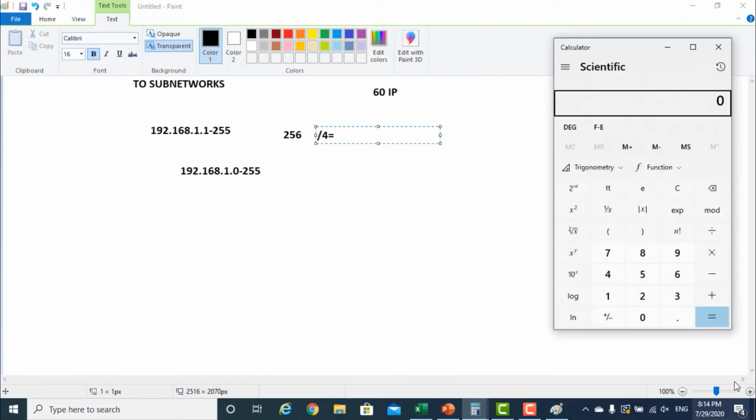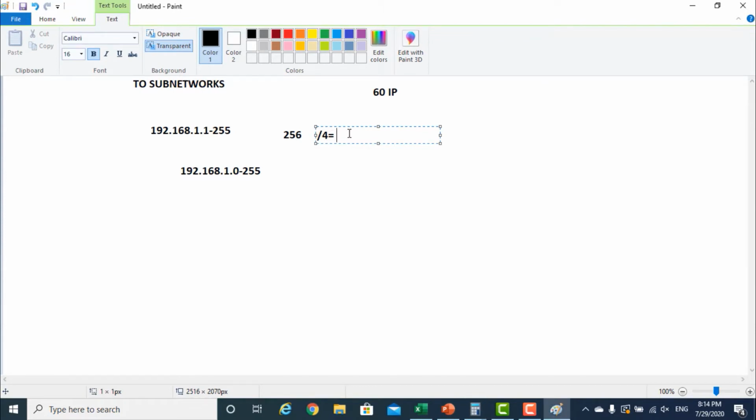Calculator, 256 divided by 4. So each portion will be 64. Each subnet going to provide 64 IP addresses. So one of that subnet is sufficient for me.